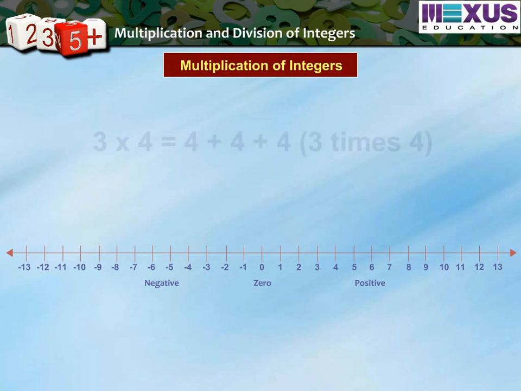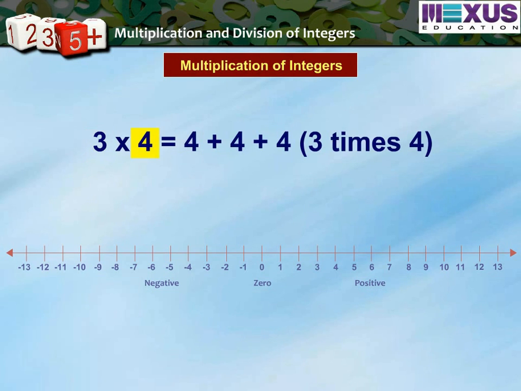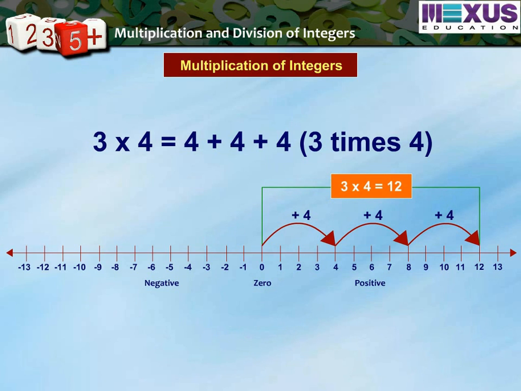Now let us multiply integers. We know that multiplication is repeated addition. Example, 3 into 4 equals 4 plus 4 plus 4, that is, 3 times 4. Thus, 3 into 4 means 3 jumps, each of 4 steps, from 0 towards the right on the number line. Thus, 3 into 4 is 12.